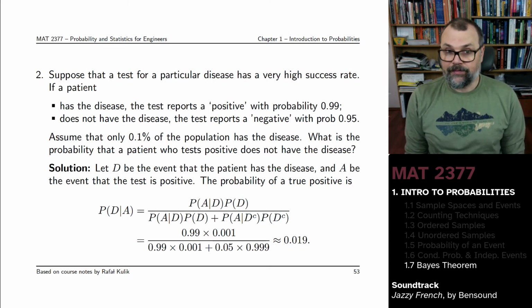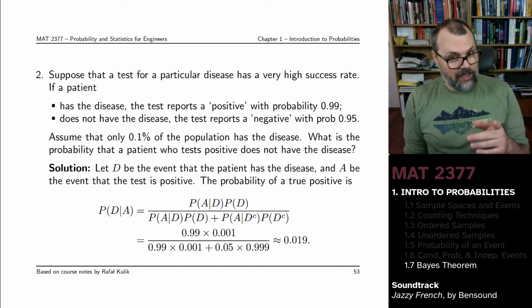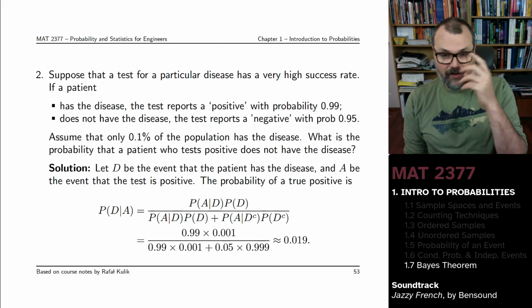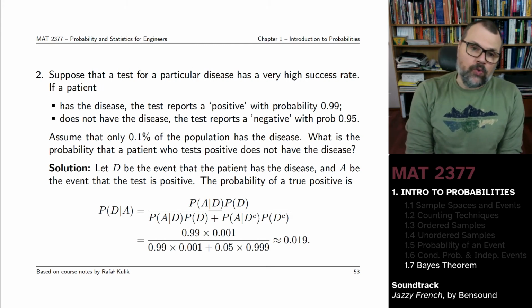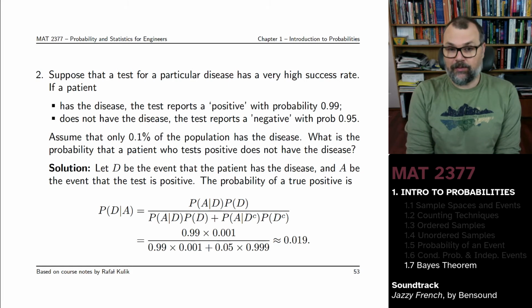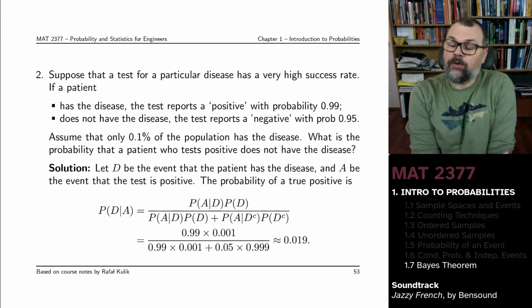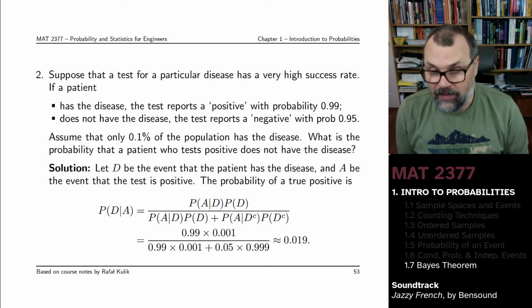That happens. Now let's suppose that only 0.1% of the population has the disease. I don't mean 10% here, 0.1%. So a very small prevalence. What's the probability that you do not have the disease if you test positive? In other words, how worried should you be if your test is positive?